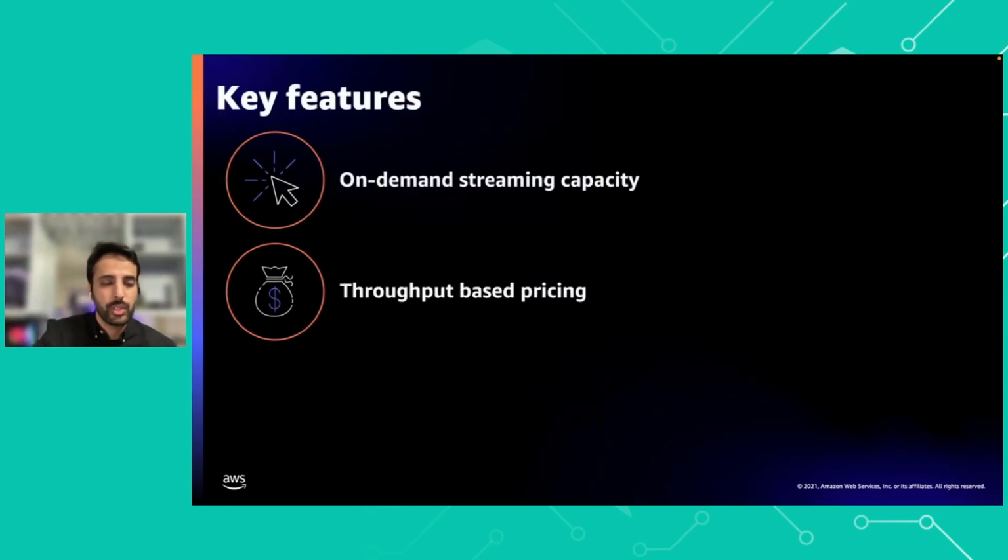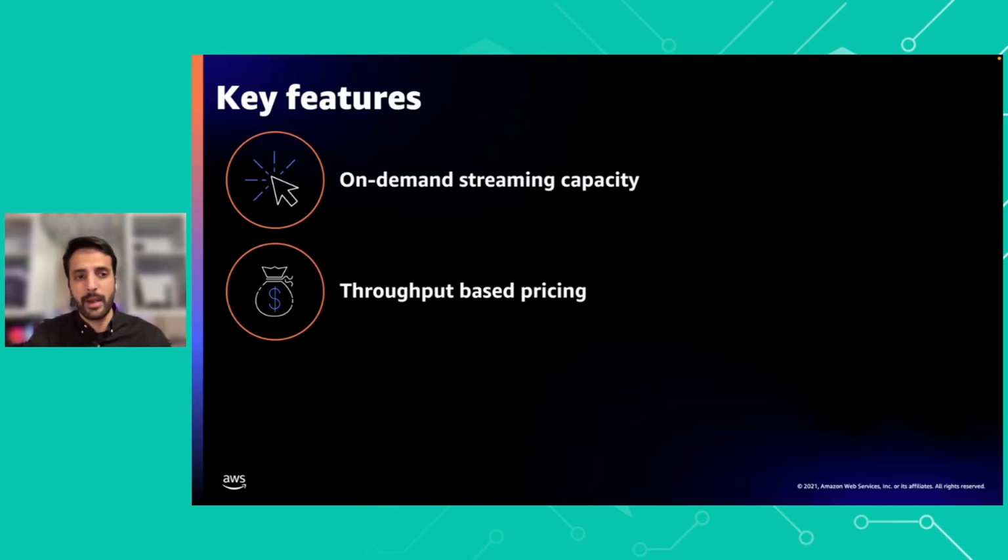In addition to on-demand streaming capacity, you get throughput-based pricing. This is where the total cost of ownership of your streaming infrastructure closely mirrors the application pattern of your applications. You pay more when you write more data, and you pay less when you write less data. And the same on the consumption side. So from a cost perspective, it is throughput-based pricing.